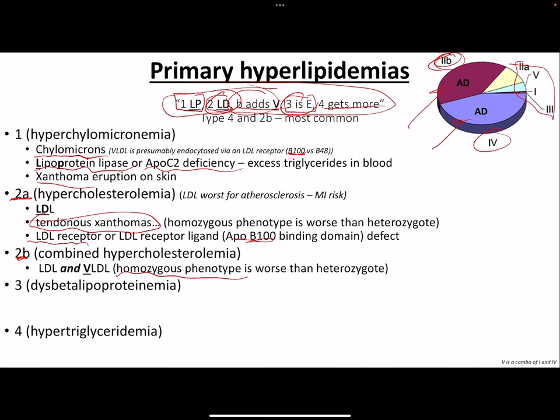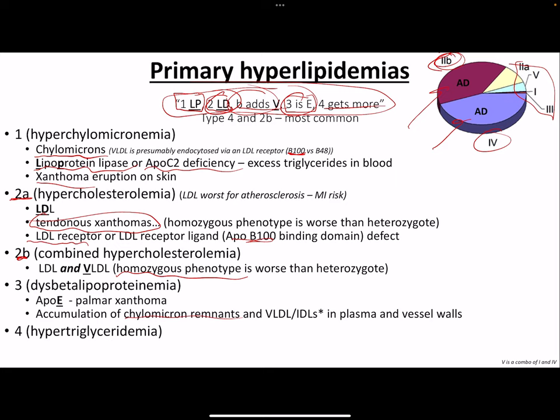3 is E. So here we're talking about ApoE. What would happen if ApoE is not working? E for exiting to the liver. I am going to accumulate chylomicron remnants and I'm going to accumulate IDL. Exactly what we just said: chylomicron remnants and IDLs are going to accumulate. And you get palmar xanthoma.